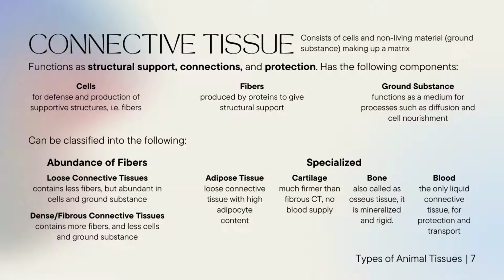So the connective tissue usually has these three components: cells, fibers, and ground substance. Cells are the main component of a connective tissue because it will not be called a tissue without the presence of cells. Cells act as a defense mechanism for the tissue and produce supportive structures such as the fibers.